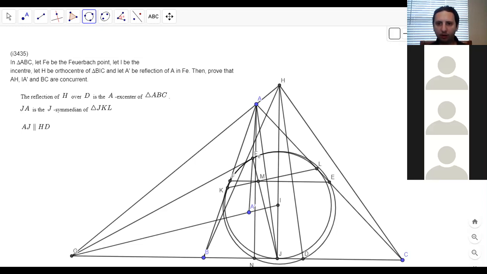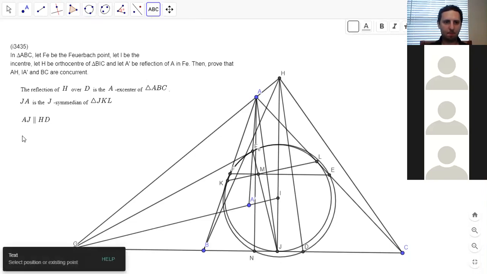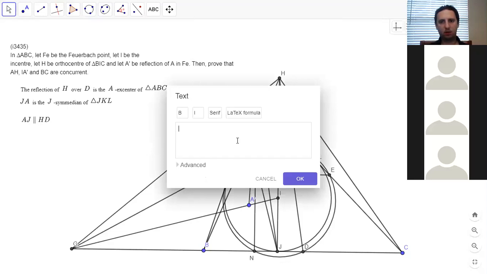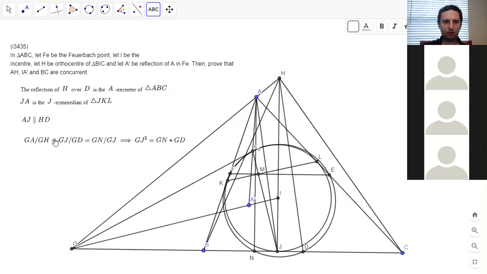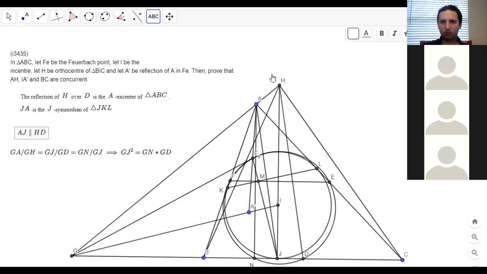Okay, GA over GH. I'm just going to copy what Hakan just wrote that Sardar said. And so HD is the IA symmedian.